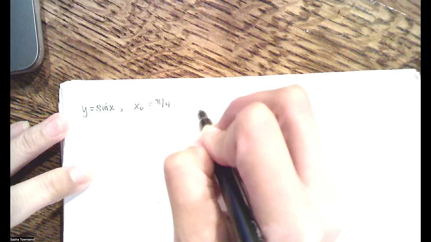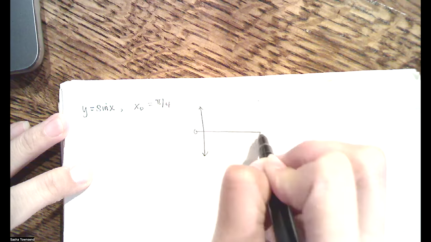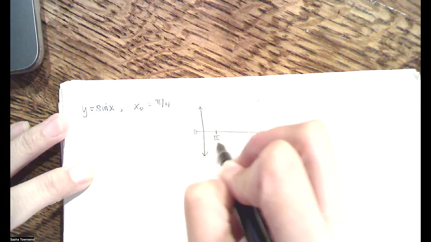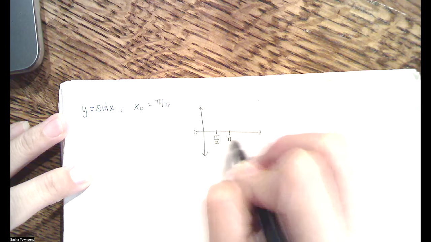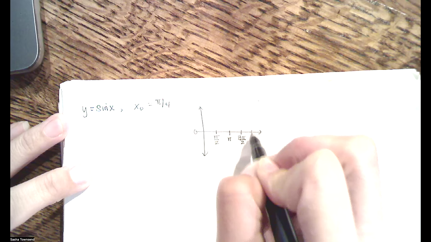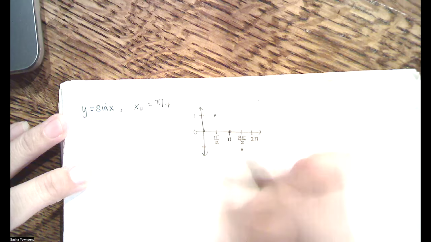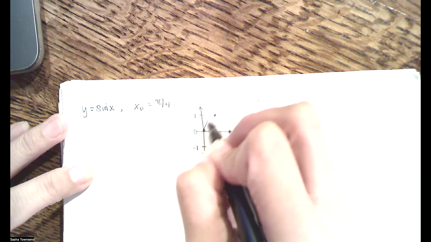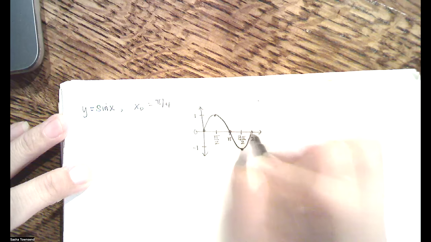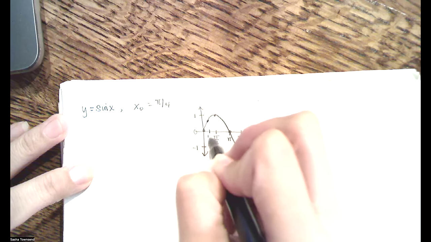And we might also be interested in the slope of the tangent line to a trig function. So let's say we're looking at y equals sine of x, and we're interested in x naught equals, let's say, pi over 4. So I've got a graph that looks like this. The function is 0 at 0, it's 1 at pi over 2, 0 at pi, negative 1 at 3 pi over 2, and then 0 at 2 pi, and this repeats over and over again. And maybe we're interested in the tangent line here at pi over 2.